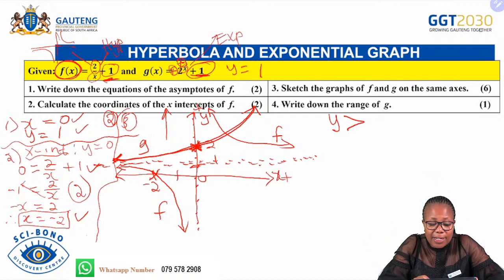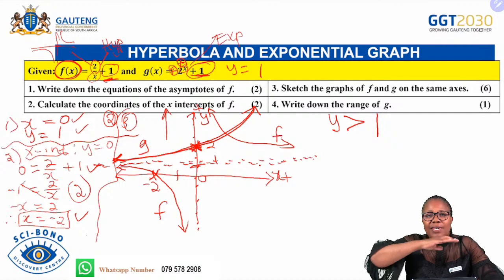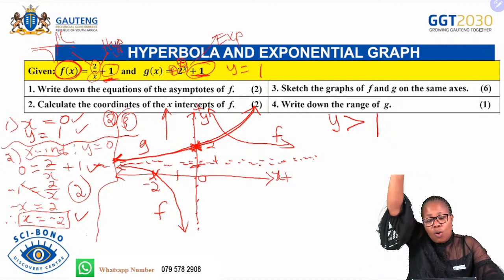So it is greater than which value? 1. Can we put an equal sign and include 1 on this one? No, because 1 is an asymptote. It is not part of your equation, okay, of your graph. It is everything immediately after 1 going upwards.